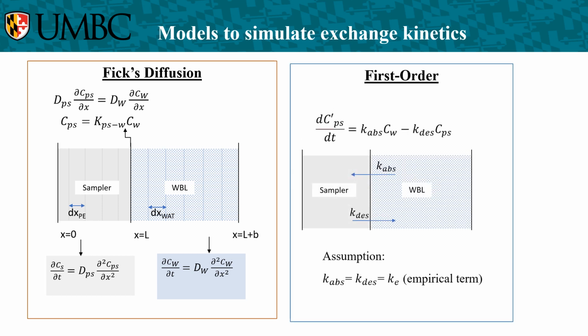The first order model assumes that the exchange kinetics can be approximated as a first order process. So the rate of uptake of chemicals in the first order model in the sampler is a result of competing uptake and elimination processes. So here we assume that the rates of absorption of the target compounds and desorption of the reference compounds are equivalent and can be represented by an overall exchange rate coefficient Ke, which can be empirically measured.